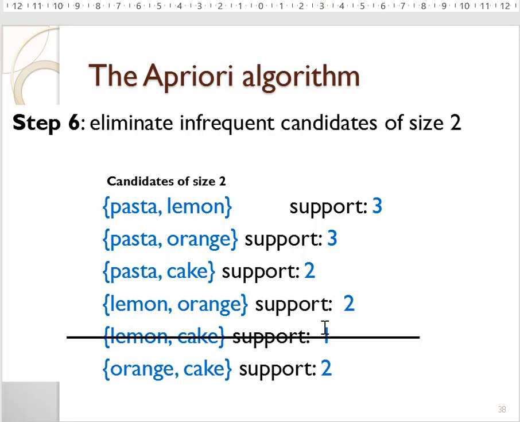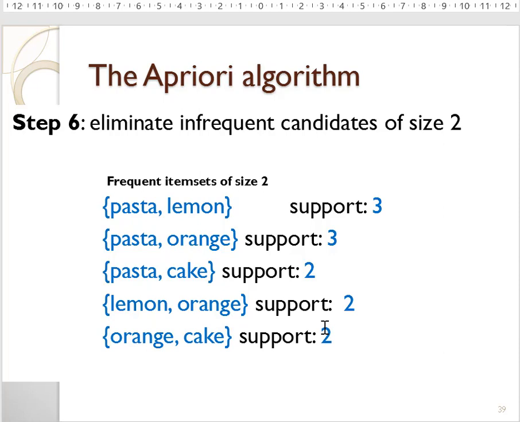So now we have found the frequent item sets of size 2. There are 1, 2, 3, 4, 5. So the algorithm outputs them to the user. Now we need to continue.